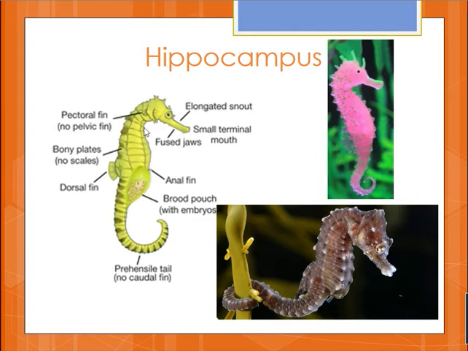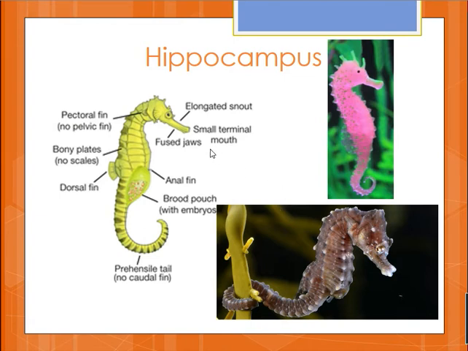Now coming to the body, it is protected by a protective armor. You can see this armor, which forms the exoskeleton, made up of bony rings. So the armor made up of bony rings can be seen here, and it protects the body.